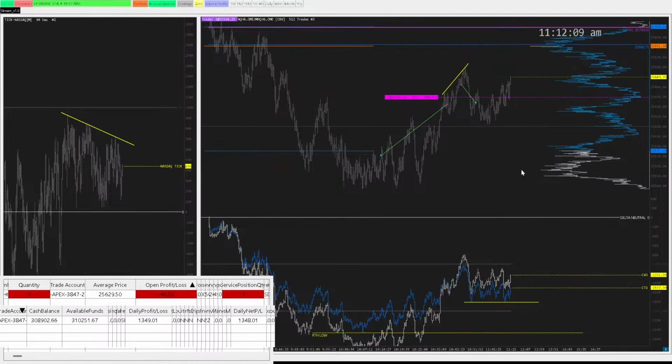I like it that it held right here on the Nasdaq. But we got to see a little bit of follow through on it.